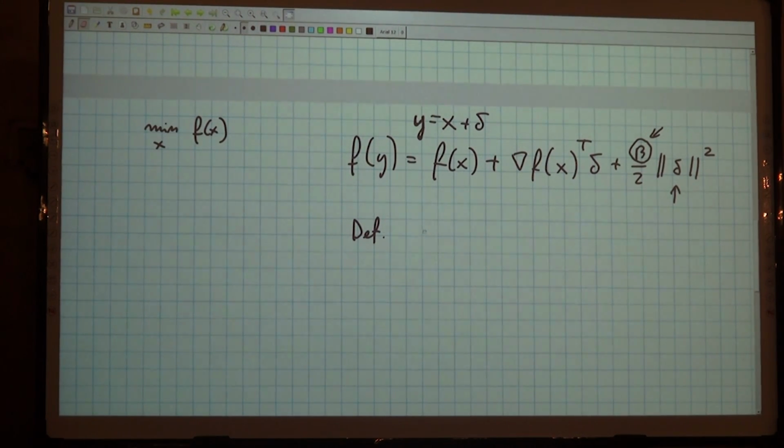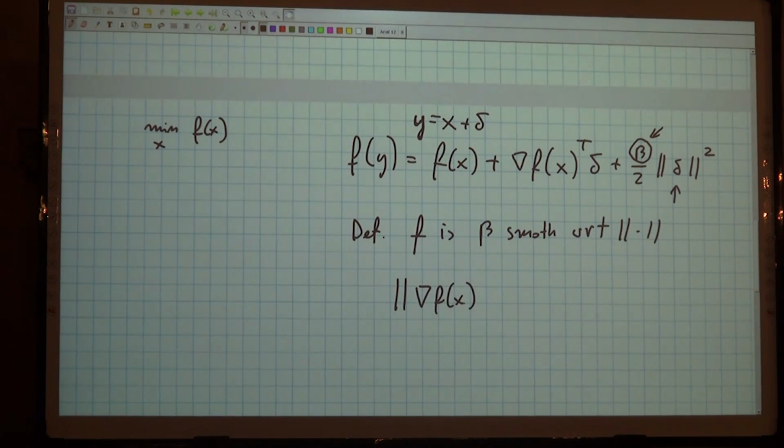So we say that f is beta smooth, but now with respect to some general norm. Well, essentially, the definition will be almost the same as before. We look at the difference: for any two points x and y, we would like to look at the difference of the gradients, and it should be at most beta times the difference of the points.